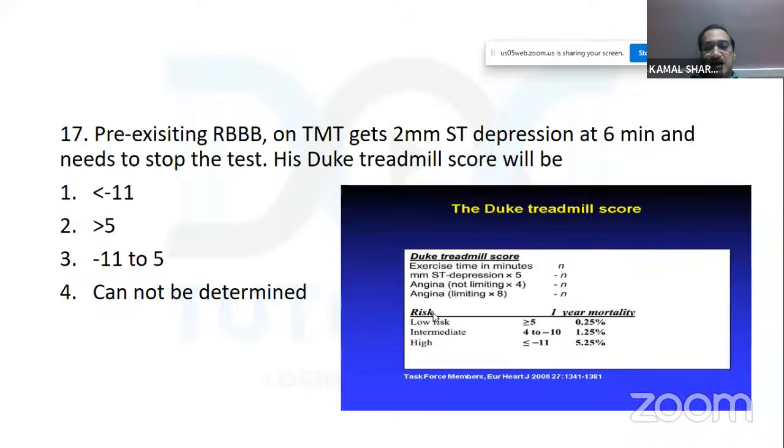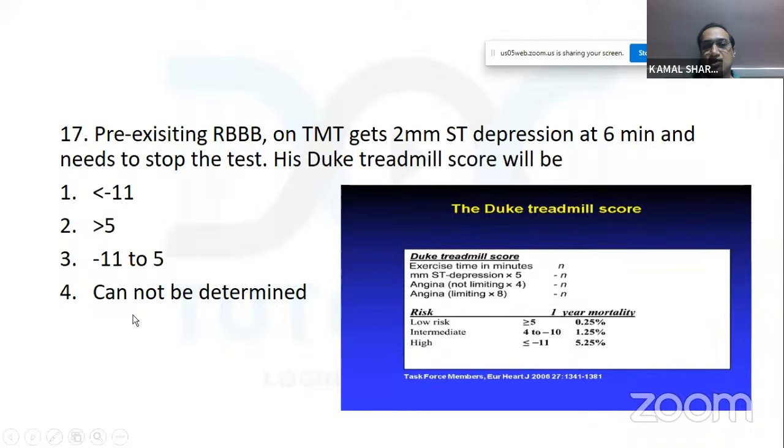So this is probably coming right from there. This question was probably picked straight away from one of the task force slides from the European Heart Journal in 2005. If you look here, they have put the same values. And it's simple that the score would be less than minus 11. It will come to minus 12. So it will be 6 minus 2 into 6, which is 12. And you stop, so 4 into 2, which is 8. So this will go something like minus 12. So the answer would be less than minus 11.